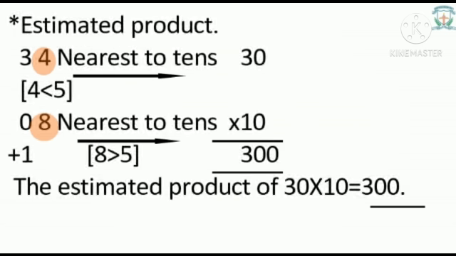Let us find out the estimation. 34. Here 4 is less than 5. To estimate to the nearest tens, the answer is 30. Next number is 8. 8 is greater than 5, so we need to add 1 to the tens place. So the answer nearest to tens is 10. The estimated product of 30 into 10 is 300.